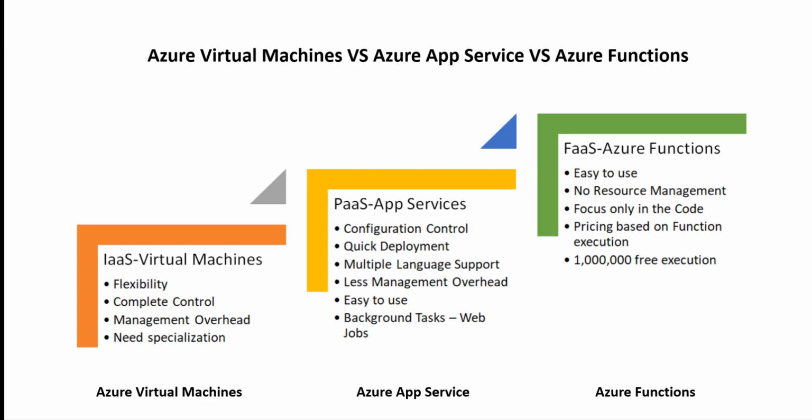But Azure Function is a FaaS, a function as a service, that is easy to use, with no resource management, focus only on the code, and pricing based on function execution. And 1 million free executions.